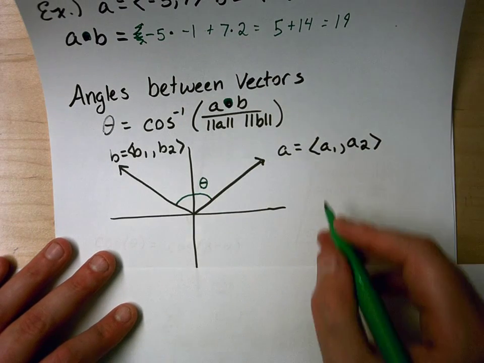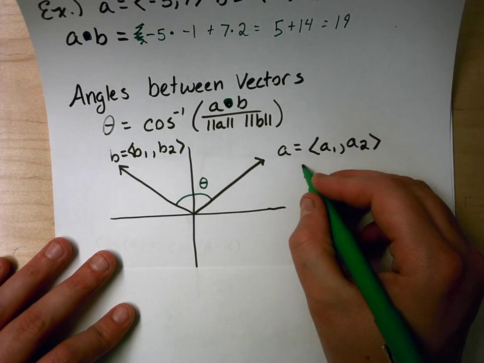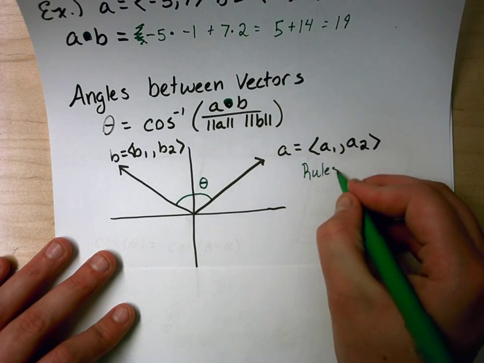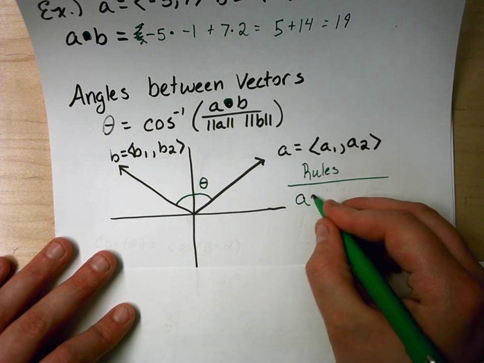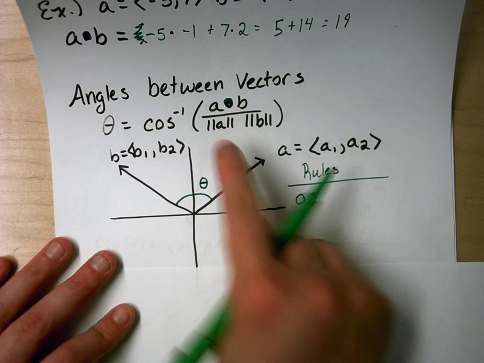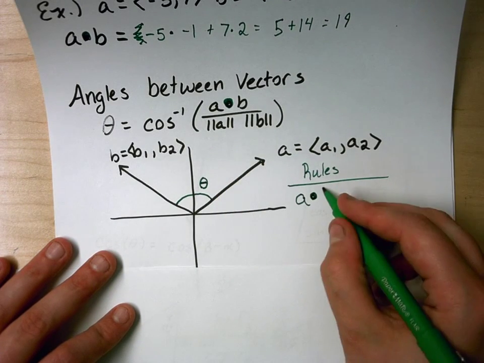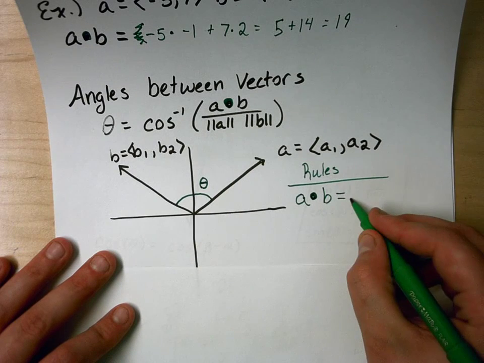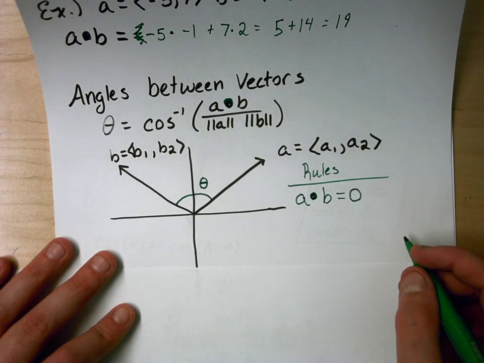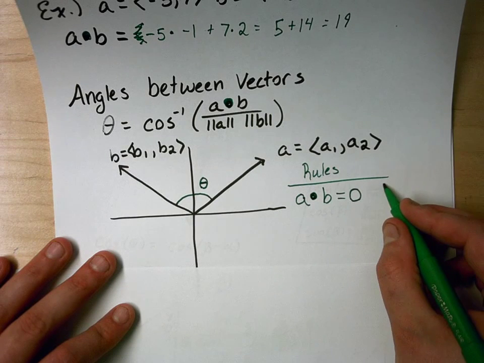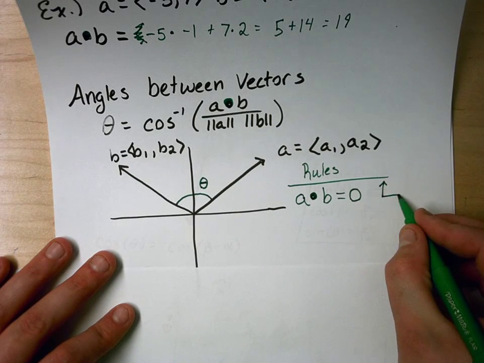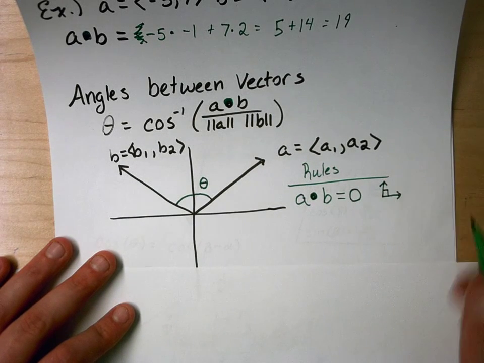All right, so before we get into it, here are some neat rules that you should know. You should write these down on your note card. So if you take A dot B, so this is before you even calculate the length, if that equals 0, then A and B are perpendicular. All right, so that means that they form a right triangle between them.